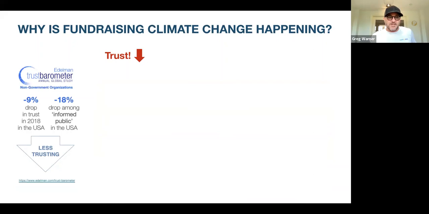I'll just substantiate this further by saying that the Edelman Trust Barometer, which is a bigger study, found in its 2018 study that trust had dropped 9% from one year to the next, but much more among the informed public, the more educated people, who are likely to be people who end up being major donor prospects. So this is not good news.